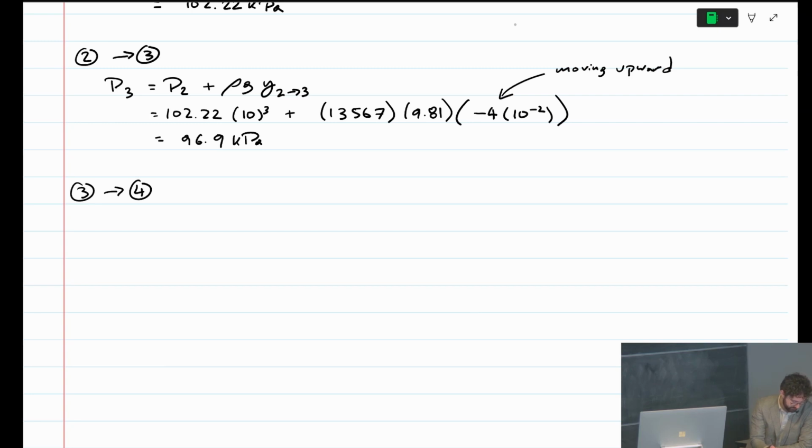3 to 4 now. So P4 is P3 plus rho g y 3 to 4.